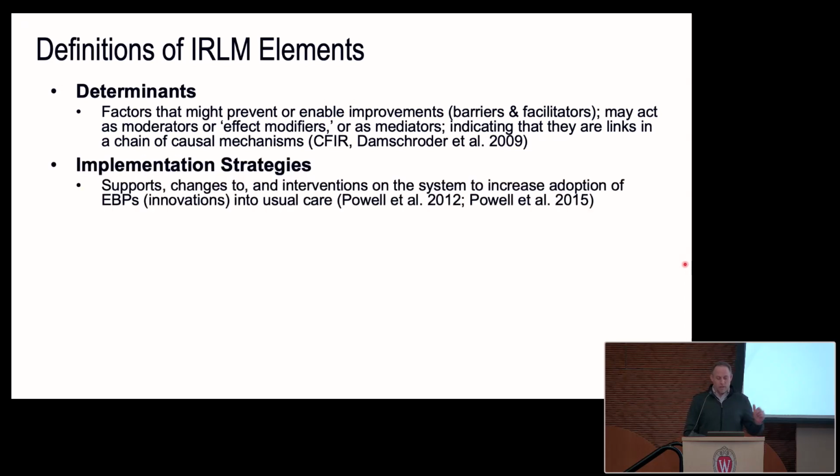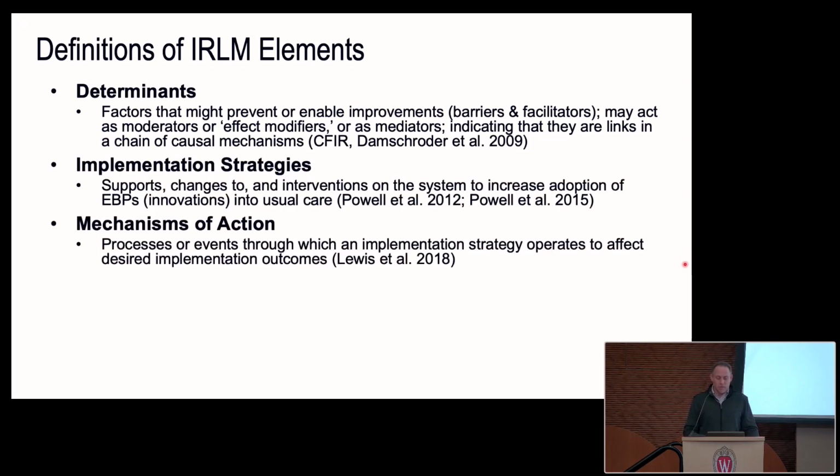We have implementation strategies. We've heard about that already. Mechanisms of action are the processes or events through which strategies operate to affect the desired implementation outcome. So you have to be really specific about this. This was also a problem in implementation research, probably about 10, 15 years ago, where people were like, well, I just want to improve implementation. Not getting into the specifics about this strategy actually was intended to improve reach. This strategy was intended to improve adoption. This one for sustainability, really breaking down why the heck are you doing what you're doing.